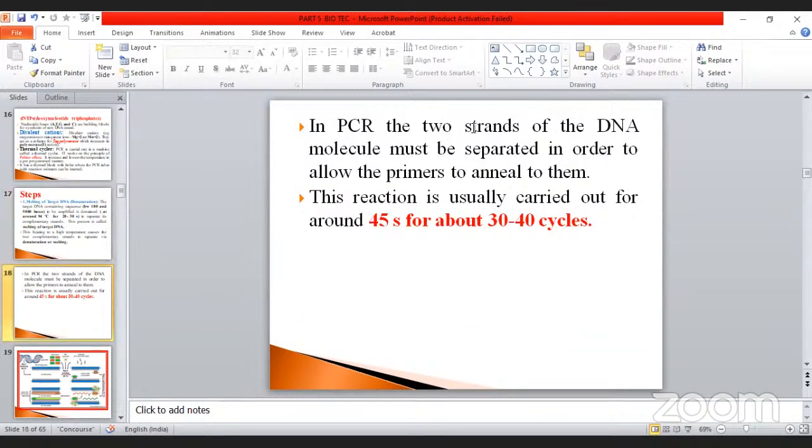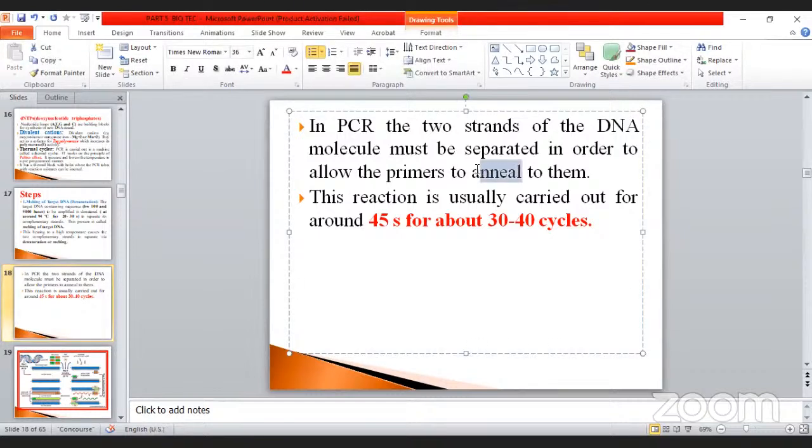In PCR, the 2 strands of the DNA molecule must be separated in order to allow the primer to anneal to them. What does annealing mean? Annealing is nothing but the cooling process. How is it possible after the separation process? It undergoes amplification. After that, if you want to obtain the 2 strands, they are kept under low temperature. That process is called annealing.